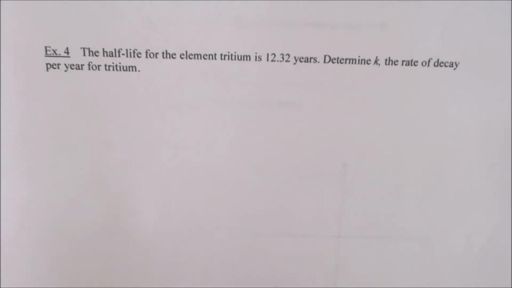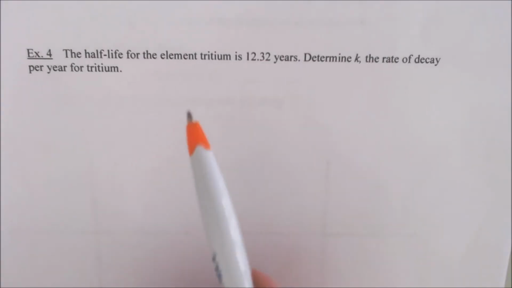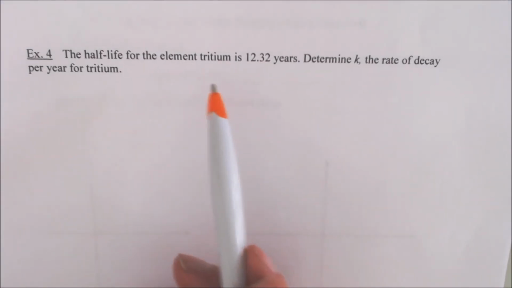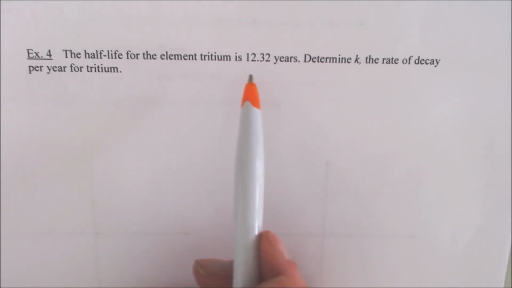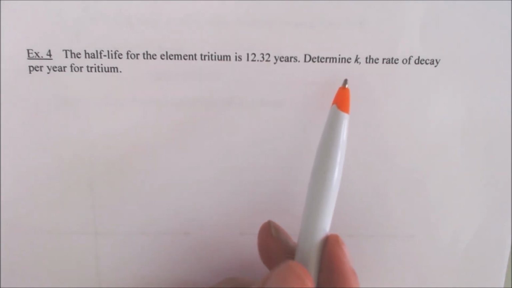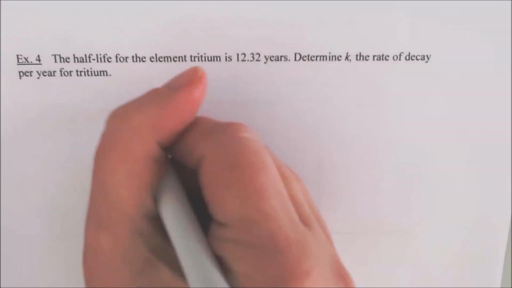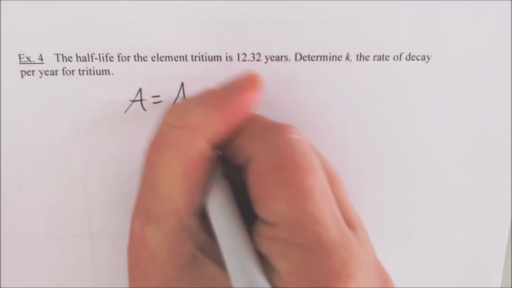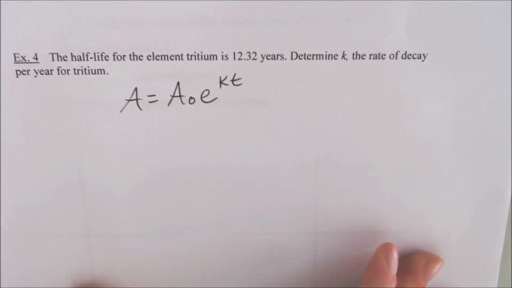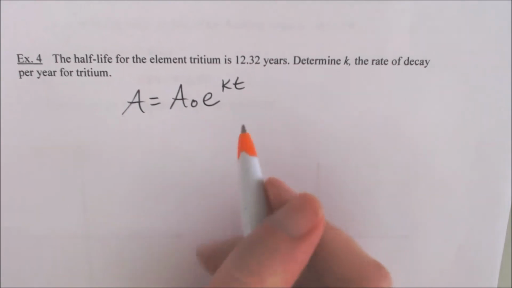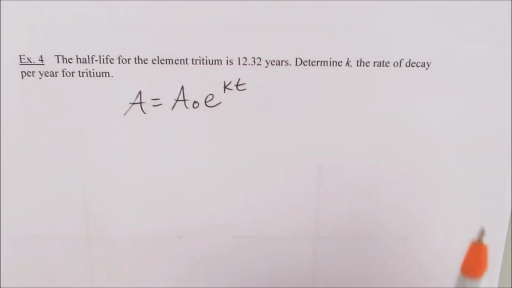All right, so last example here, we're going to take a look at a half-life question again. It says the half-life for the element tritium is 12.32 years. And the question says determine K, the rate of growth per year for tritium. So we're going to use the same formula, A equals A naught e to the kt power. And what we're asked to find is K. We're going to use the half-life to help us figure that out.